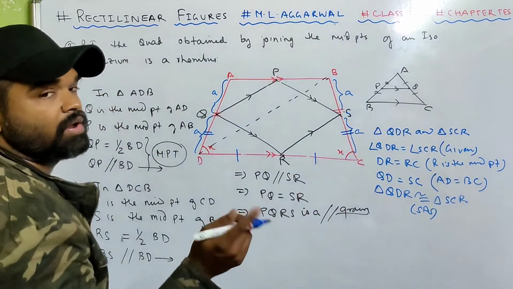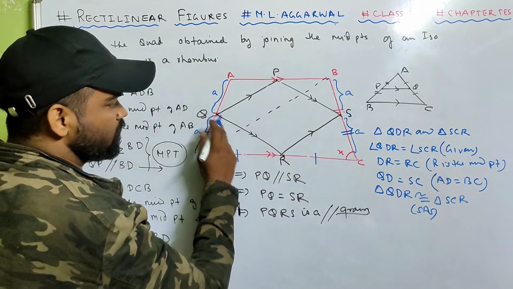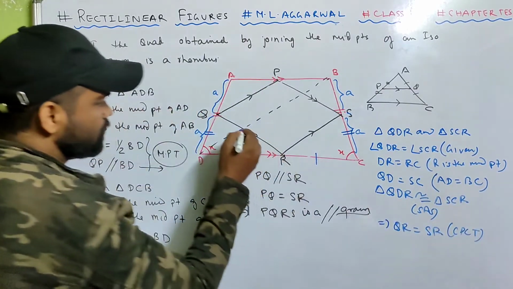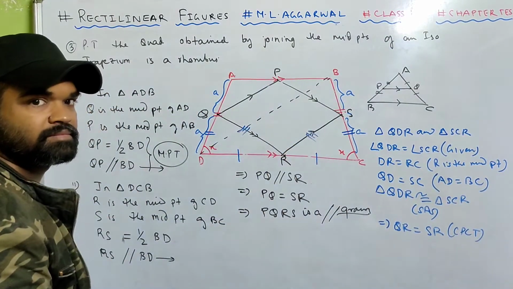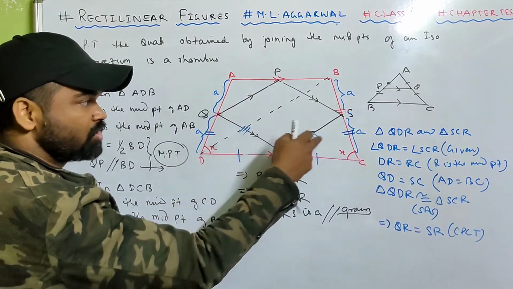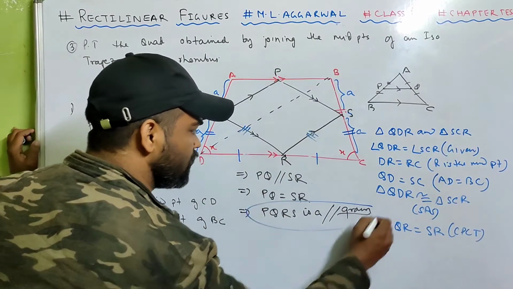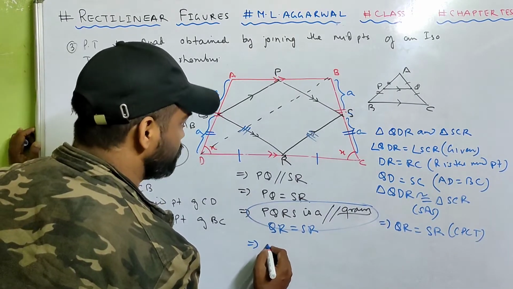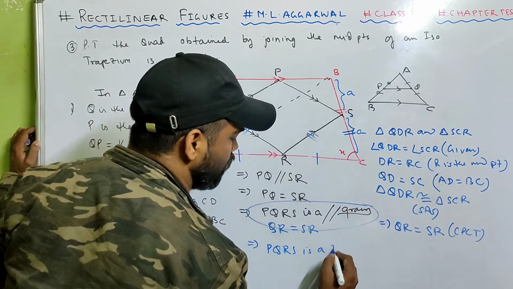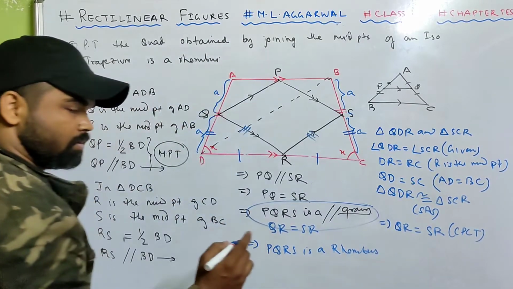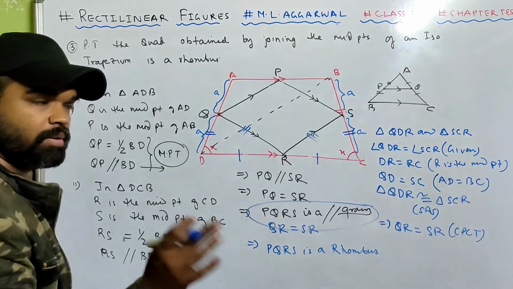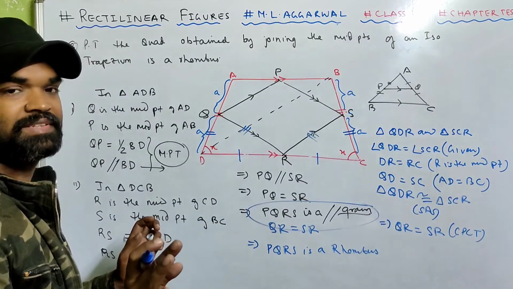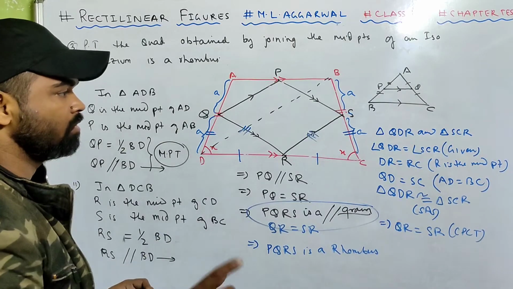Dekh lo, side angle side. Now, if they are congruent, then QR is equal to SR, by CPCT. This and this will be equal. Now, this is a parallelogram. Adjacent sides are equal. This we already got. And QR equals SR we just got now. Which simply implies that PQRS is a rhombus. Because in a rhombus, the adjacent sides are equal. Remember, if in a parallelogram the adjacent sides are equal, then it's a rhombus. Done? Chalo, we'll do number 4 now.